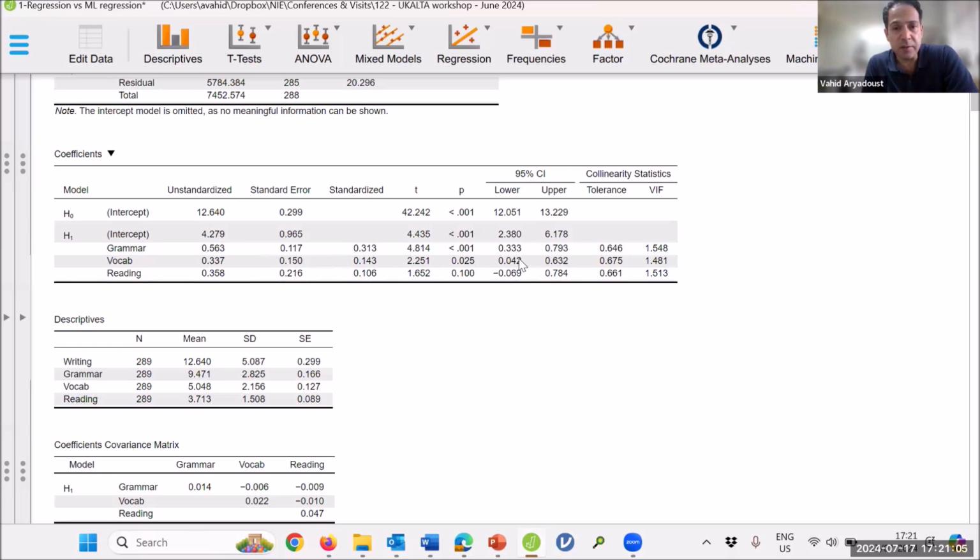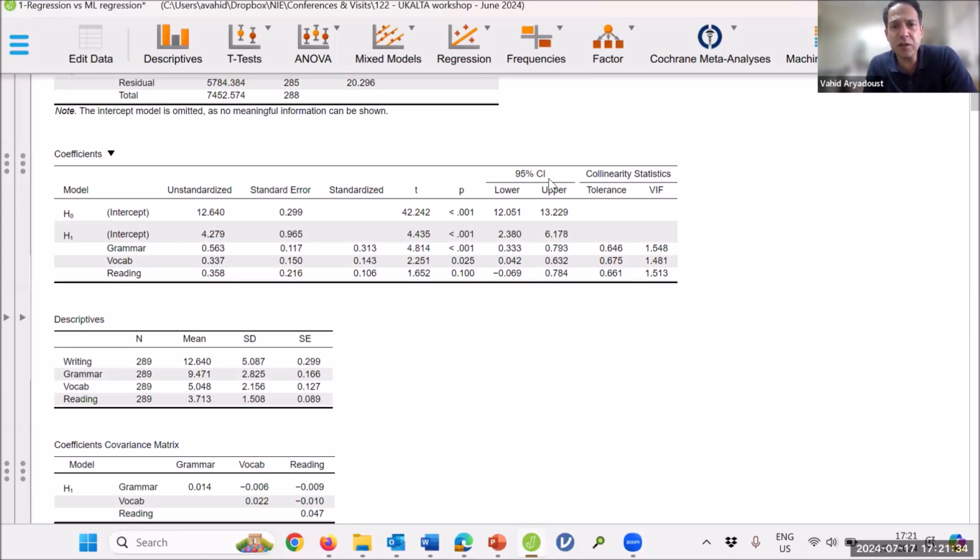But here's the thing. Look at the reading row. What falls between the confidence interval is 0, right? Because it's minus 0.069 and 0.784, which means that the value 0 falls between these two. Since the value 0 falls between the two, it simply is an indication that it's not statistically significant.